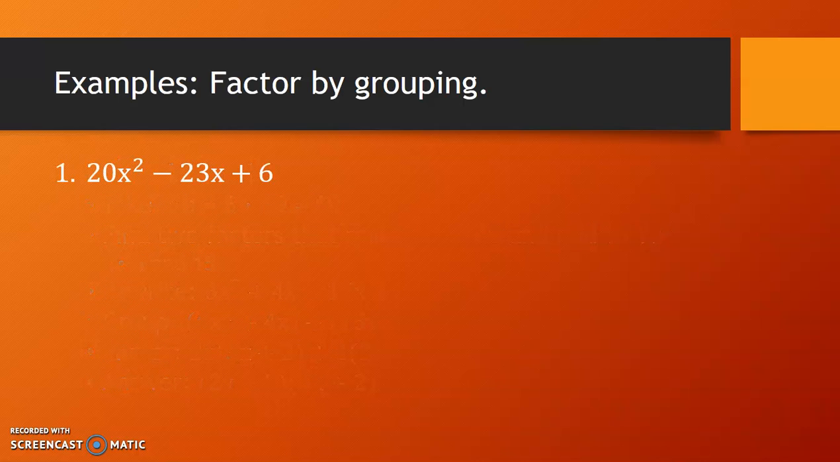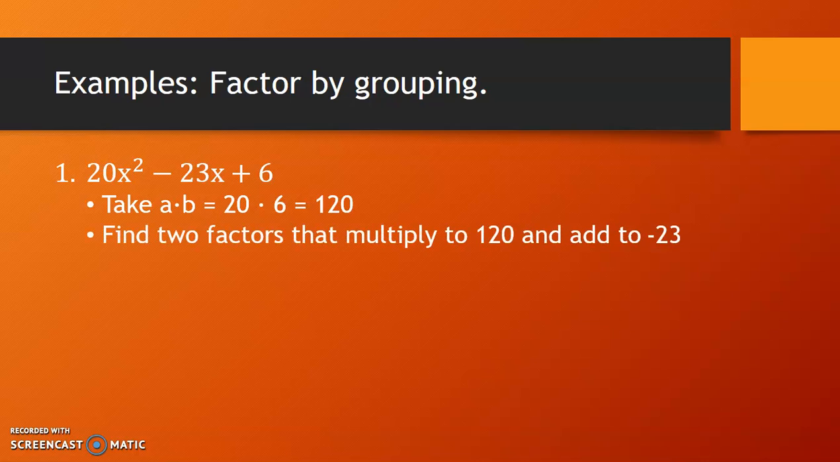Second example, I have 20x squared minus 23x plus 6. So I'm going to take 20 times 6, which is 120. Now I need to find two factors that multiply to 120 and add to a negative 23. The numbers that do that are negative 8 and negative 15. And to find these numbers, you're going to have to do some guessing and checking.